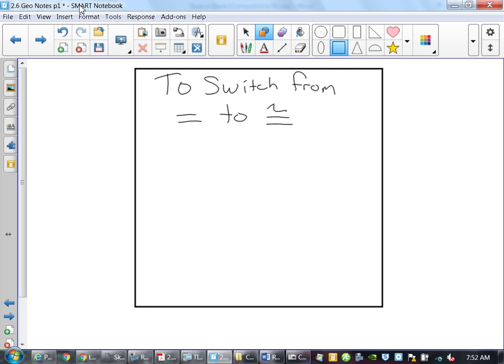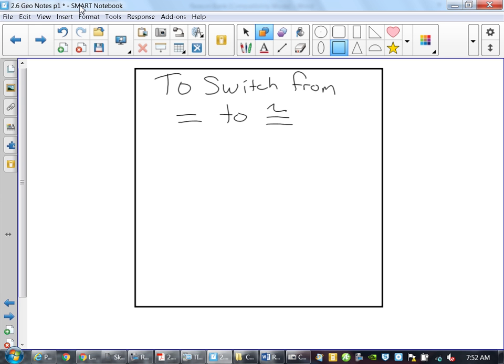Additions, segment additions, all of those properties are dealt with in terms of equality. Things are equal. Segment plus segment equals larger segment. Angle plus angle equals larger angle. But a lot of times in our proofs, they talk about things within congruencies. So what we need to be able to do sometimes is make this little flip switch between equal and congruent.